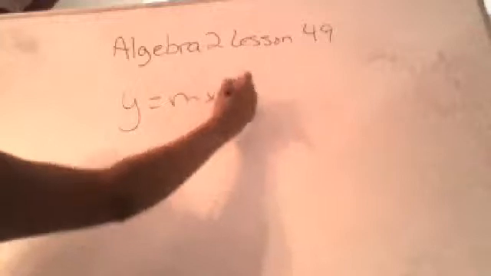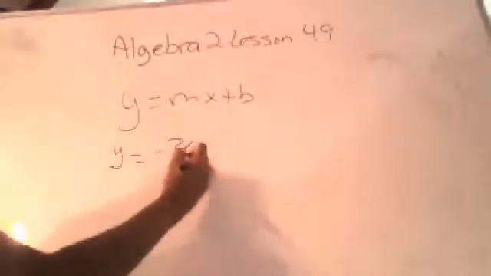Okay, this is lesson 49, Algebra 2. And we're going to go back and review a couple concepts: linear intercepts and transversals. So we're going to start with linear intercepts. If we said y equals mx plus b, this is called y-intercept form for a linear equation. Linear means straight line. Linear intercepts means where it crosses the axis. A straight line that crosses either the x-axis or the y-axis, or both.